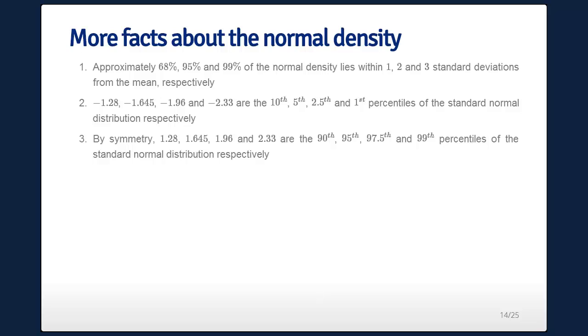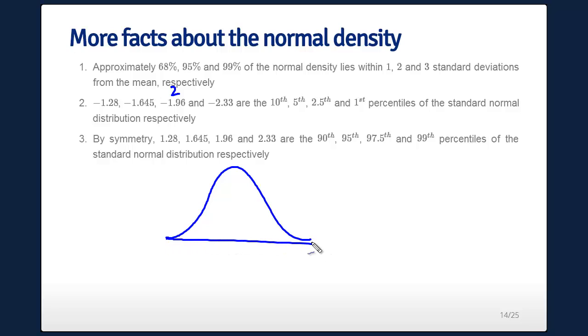Okay, so we already covered this. About 68%, 95%, 99% of the normal density lies within 1, 2, and 3 standard deviations. Negative 1.28, negative 1.645, or negative 1.96, which is right around 2, and negative 2.33 are the 10th, 5th, 2.5th, and 1st percentiles of the standard normal distribution.